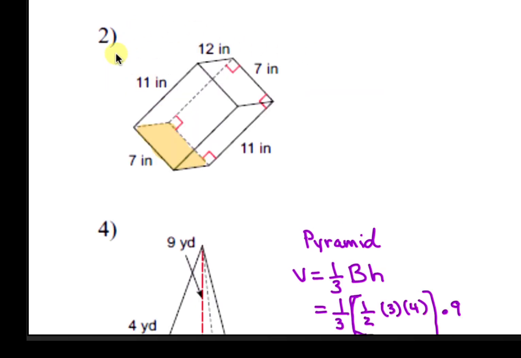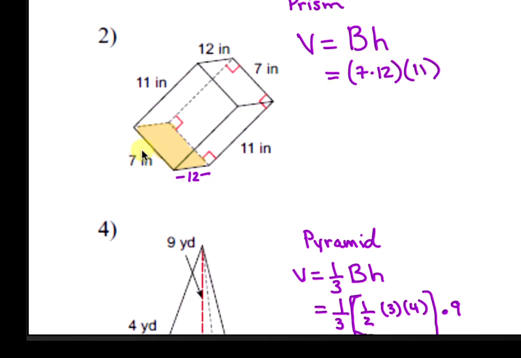All right, find the volume for number 2. First, we recognize that we have a prism with a rectangular base, and this side here is going to be 12 because it matches the side length 12 here. It is a prism, as we said, and the volume of a prism is the area of the base times the height. The base is going to be multiplying the 7 times 12, and we have a height of 11. And you multiply that out to get 924 cubic inches.